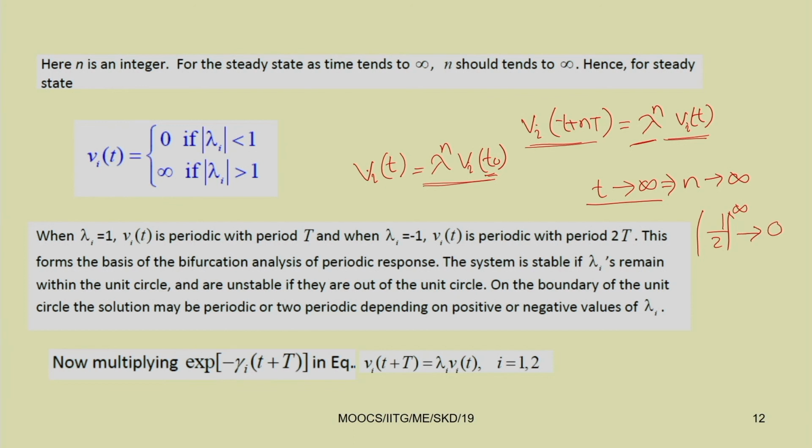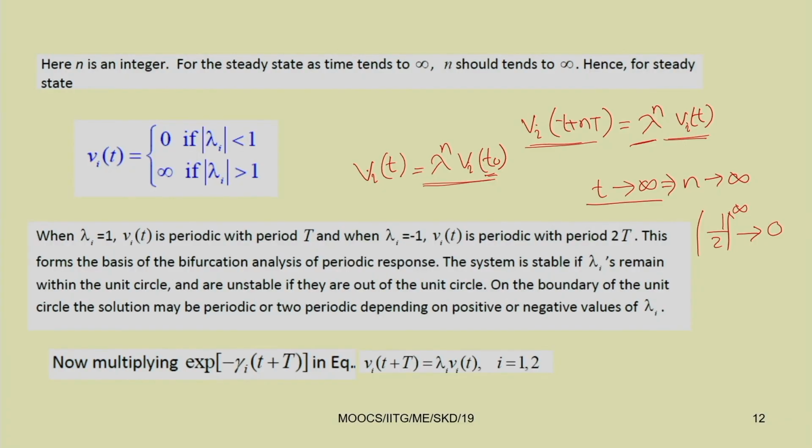V_i(t) will be 0, that means the response will come to the trivial state, that is 0. So, if |λ_i| is less than 1, this λ_i is a fraction. In that case, as t tends to infinity, the response also tends to 0. If it is greater than 1, for example, let us take 2, then 2 to the power infinity will tend to infinity. The response will be unbounded, that is, the response will be unstable, or the system will be unstable.